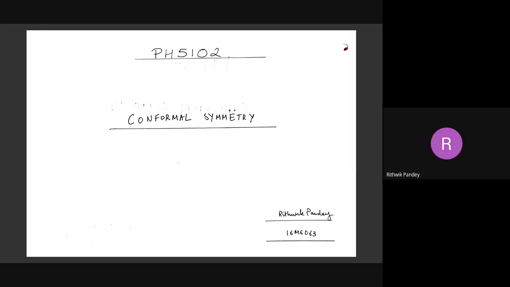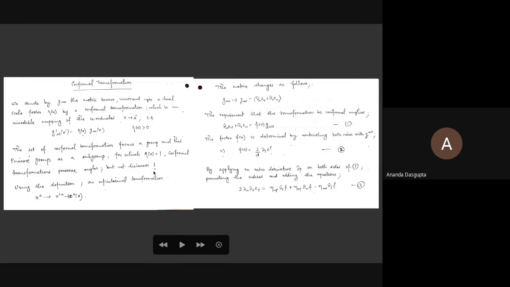So to understand conformal symmetry better, we first have to define what a conformal transformation is. Like when we understood Lorentz symmetry, we first defined the Lorentz transformation. So we start with the conformal one. What is a conformal transformation?